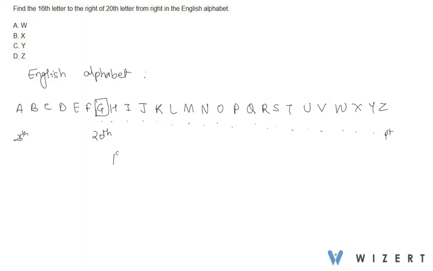So this is the first letter to the right of this letter. This is second, third, fourth, fifth letter, sixth, seventh, eighth, ninth, 10th letter, 11th, 12th, 13th, 14th, 15th, and 16th letter to the right of the 20th letter from the right is W. So the answer is option A.